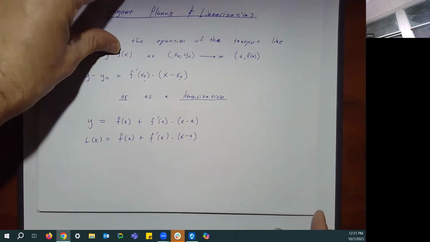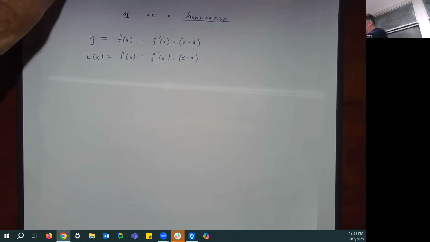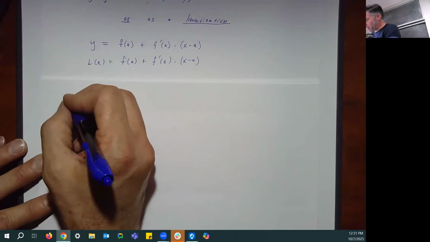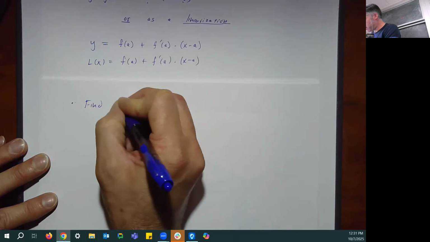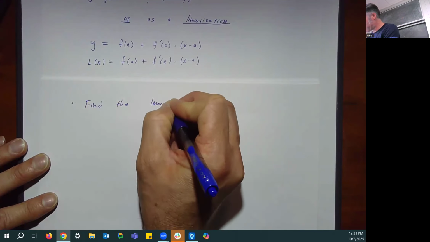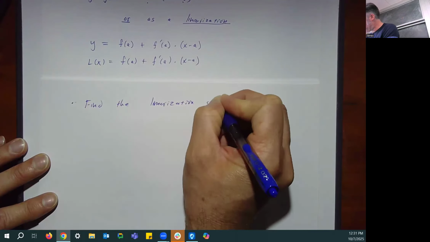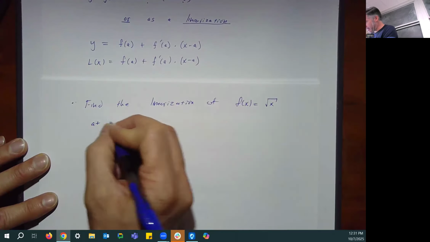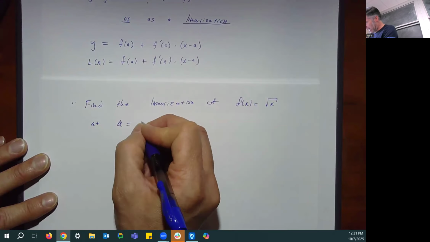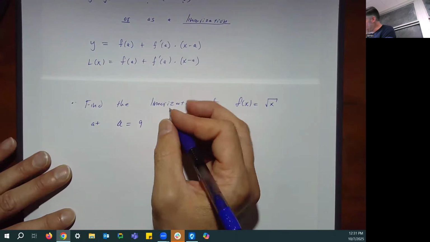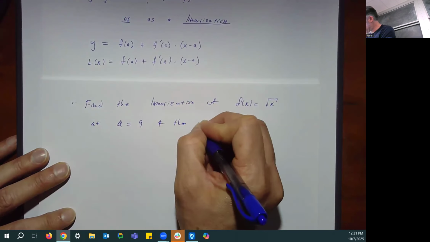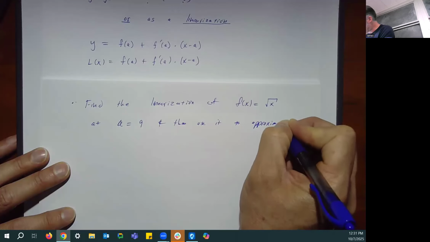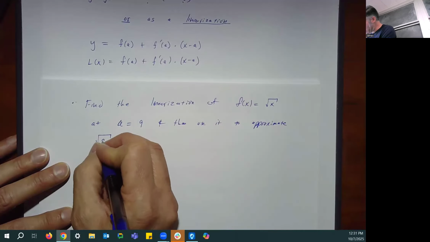I should not try to squeeze anything on this page. Learn my lesson, hopefully. So let's do the following. Let's find the linearization of f of x equal to the square root of x at a equal to 9, and then use it to approximate, or estimate, the square root of 8.